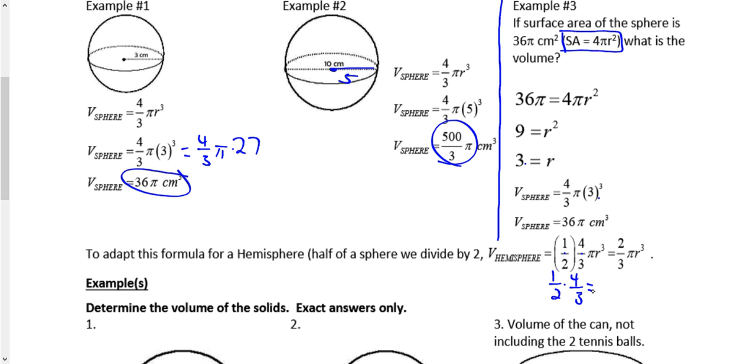What's 1 times 4 over 2 times 3? 4 over 6, and let's put that in lowest terms: 2/3, okay? So really, that's all you have to do for a hemisphere. You don't have to remember a new formula, okay? Just put 1/2 in front of the 4/3 and do your calculations, okay?